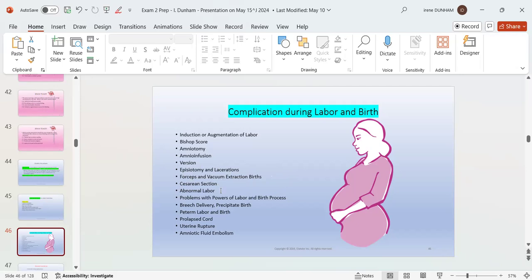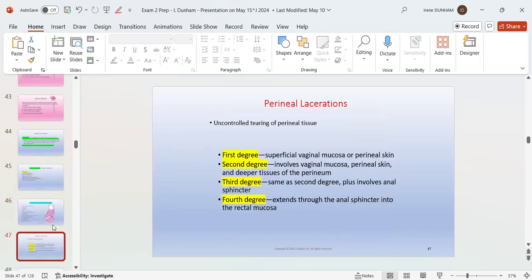We talked about cesarean, abnormal labor, where she doesn't progress like she should, going to the Freeman curve. She has an abnormal progression and dilation. Let's see here. You have problems with the powers of the labor, which is your contractions and birth process. We talked about prolapse cord. So let's go ahead and continue real quick.